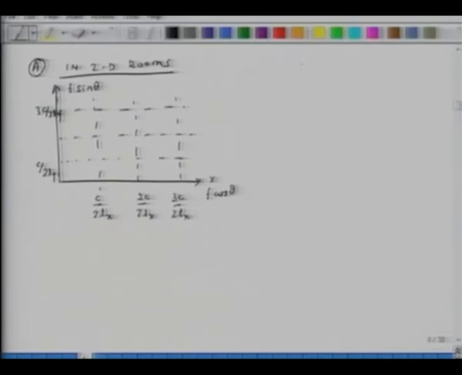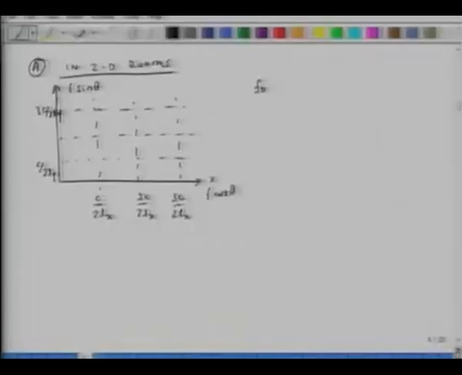I want to find the number of nodes in this 2D room associated with the frequency F0. Then what I do is I draw a quarter of a circle with the radius F0. Whatever number of nodes are inside this circle, or quarter of a circle, that is the number of nodes this room is going to have, right?